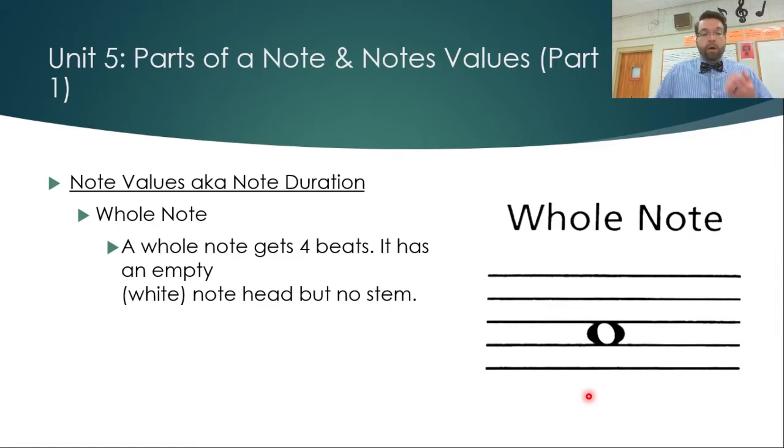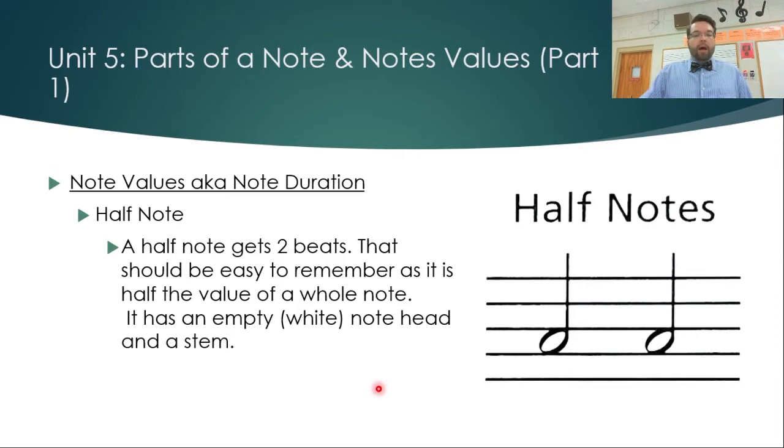But a whole note is this note right here. It's this symbol. It's just a donut. Think of it as a donut right there on the staff. It gets 4 beats, and it is held for the entire length of that measure. It has an empty white note head, but no stem. No stem. So that's a whole note. If it looks like a little hole, that's your whole note.